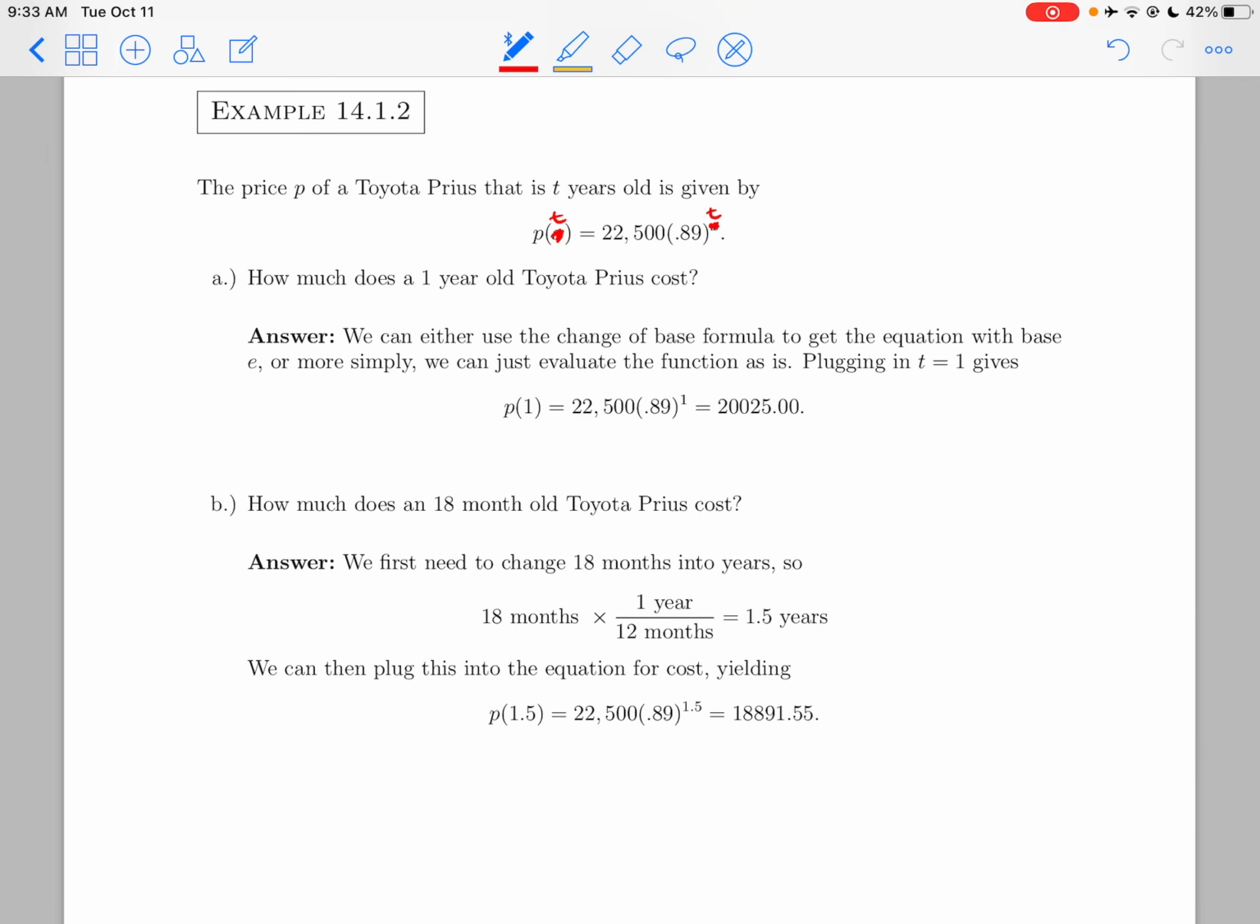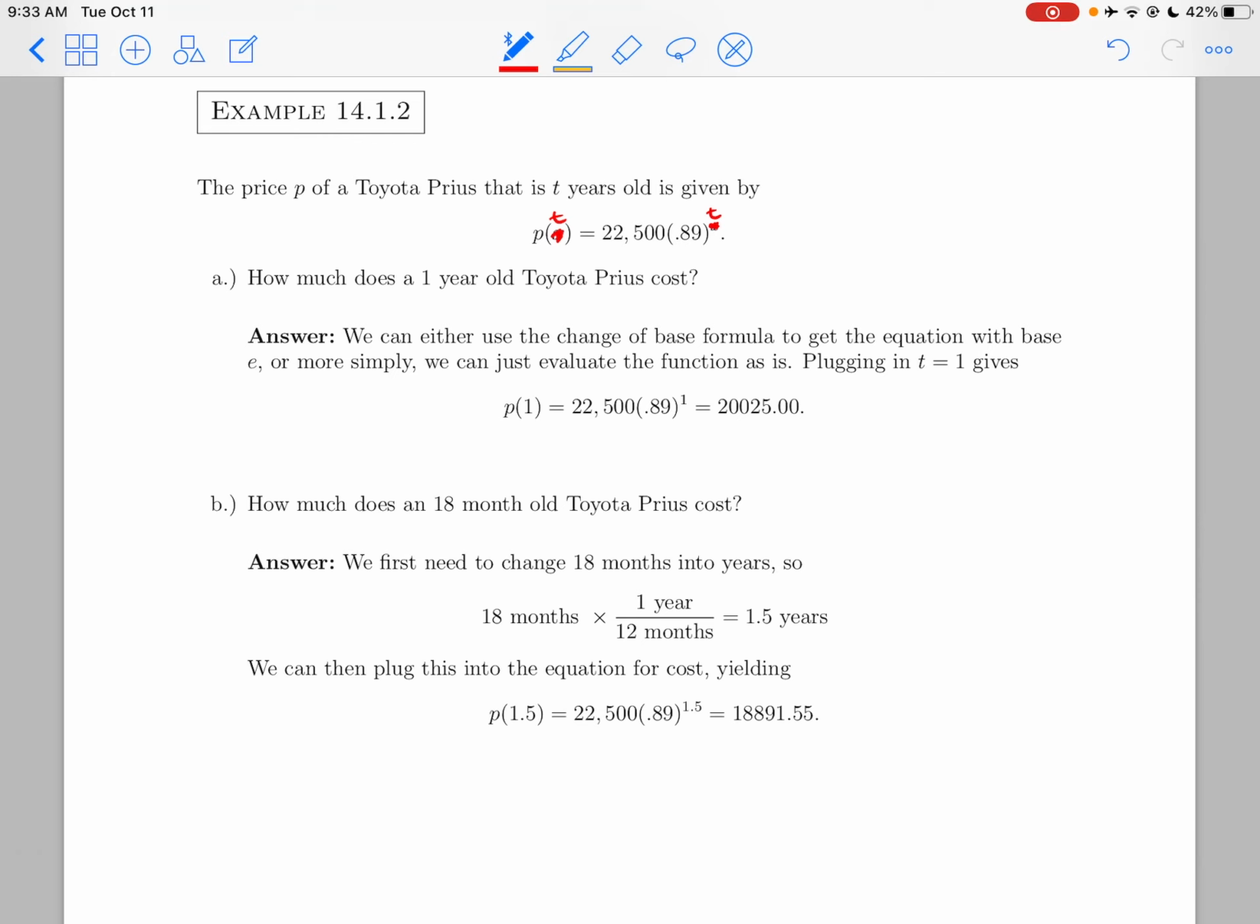In our next example, we're looking at the price of a Toyota Prius that is t years old. Again, there was a typo here, so I've quickly erased it to be exactly what it should be. But we have the price at time t is going to be 22,500 multiplied by 0.89 to the power t. Okay.